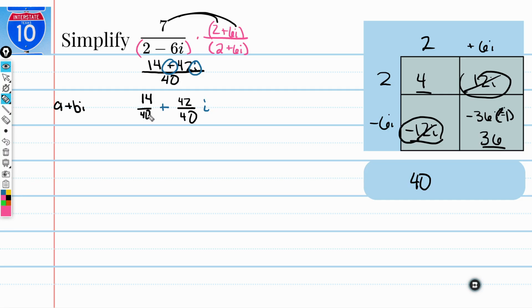So now let's look at simplifying each fraction. 14 divided by 40 will reduce to 7 20ths. 42 divided by 40, if I divide both of those by 2, I get 21 20ths. And so now rewriting it, we have 7 20ths plus 21 20ths i. That's our complex number.